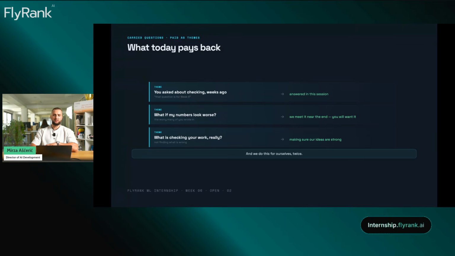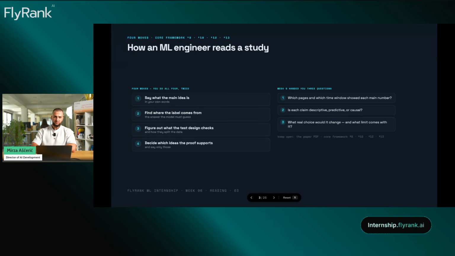Checking our work is not about finding what is wrong. It is about asking what would make each claim hold up. We will do this for ourselves twice. So how does a smart ML engineer read a study? They do 4 things. You will do all 4 things twice today.